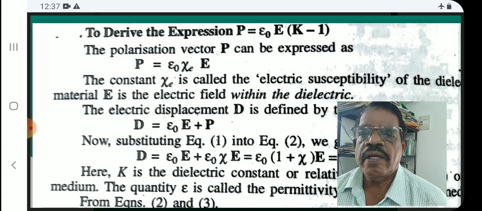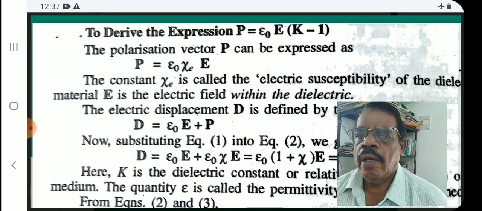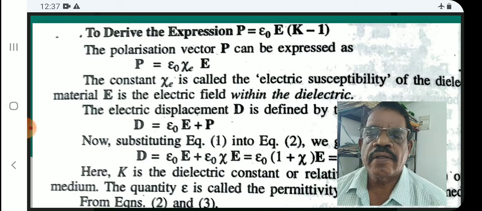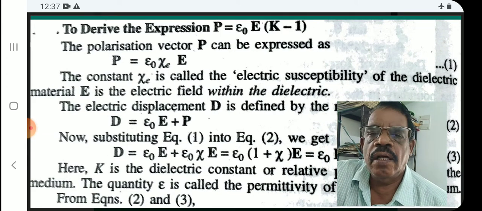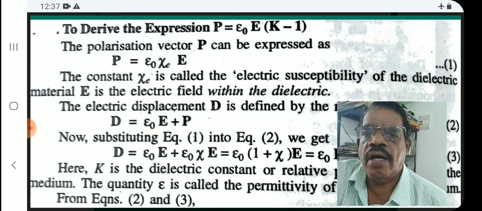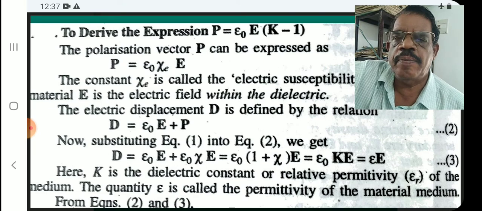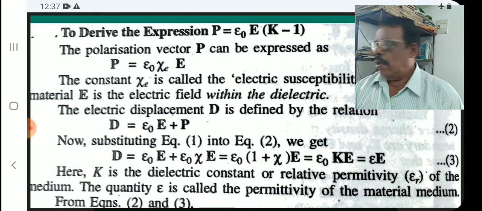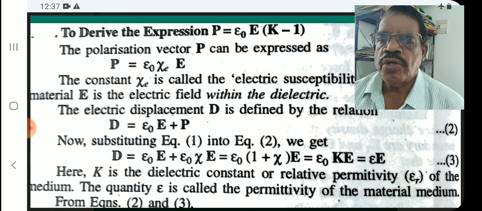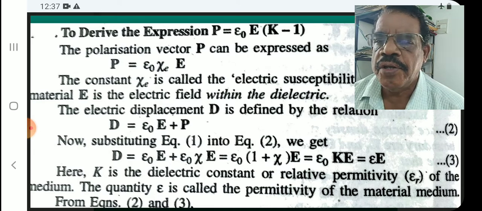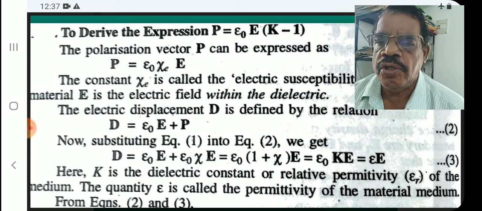The polarization vector P can be expressed as, just as we have seen, P is equal to epsilon 0 chi E into E. The constant chi is called electric susceptibility of the dielectric material. That is equation number 1, where E is the electric field within the dielectric. Then electrical displacement, you know, D is epsilon 0 E plus P, equation 2. Now substituting equation 1 in equation 2, we get D is epsilon 0 E plus P, where P is epsilon 0 chi E into E.